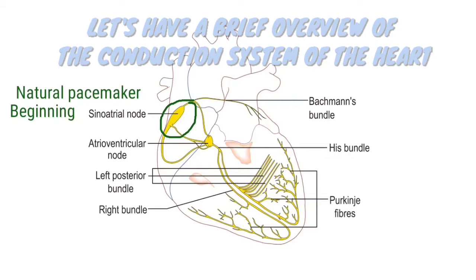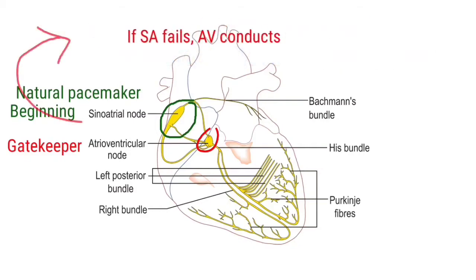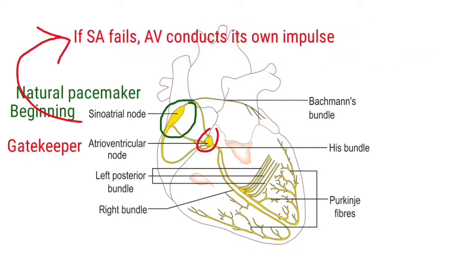From the SA node, the conduction system goes to the AV node, or the atrioventricular node. This is also known as the gatekeeper of the heart because it gets to decide what impulse to let through. If the SA node generates a weak impulse or fails to generate an impulse at all, the AV node will perceive that and decide not to let that weak impulse go through, and instead, it conducts its own impulse.